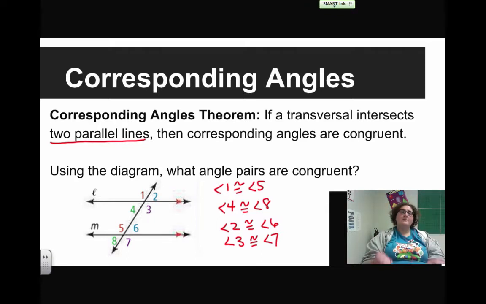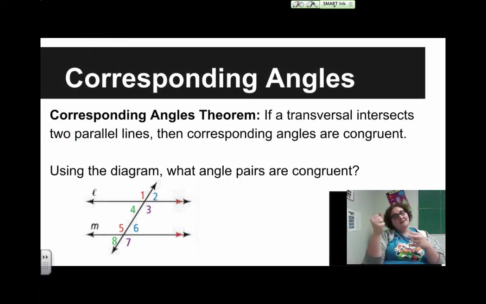Now guys, you're going to be using this idea most of the rest of this chapter, obviously, but the rest of the year, because if they give you parallel lines, they're going to expect you to make connections to what you know about the angle pairs. So make sure you put this to memory. It won't go away.